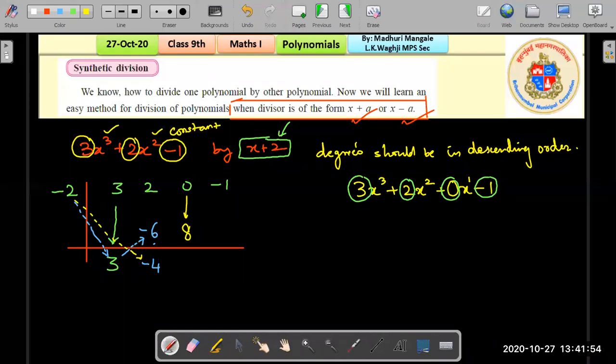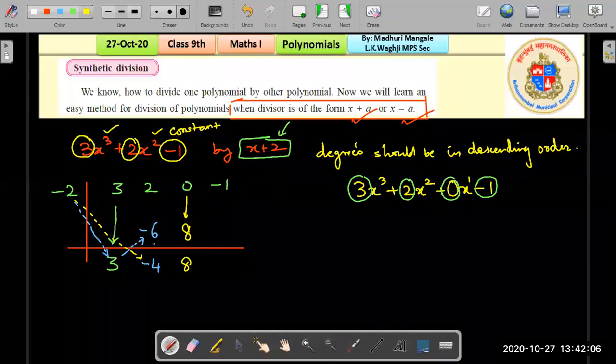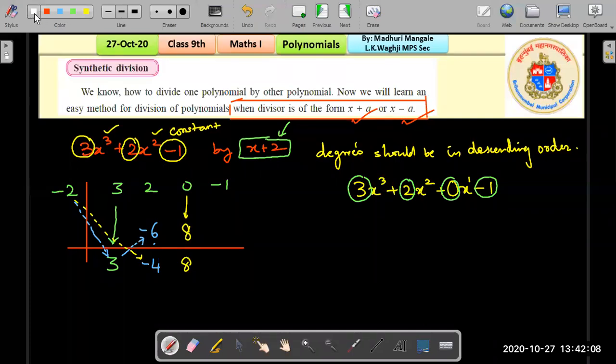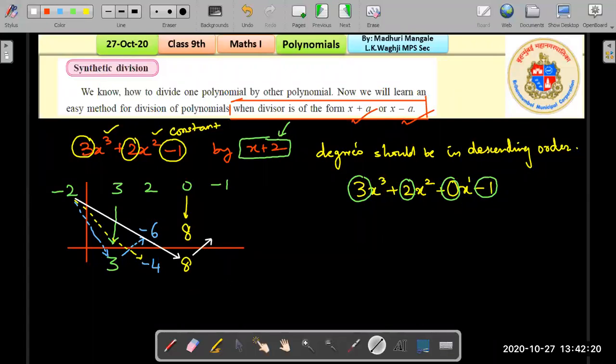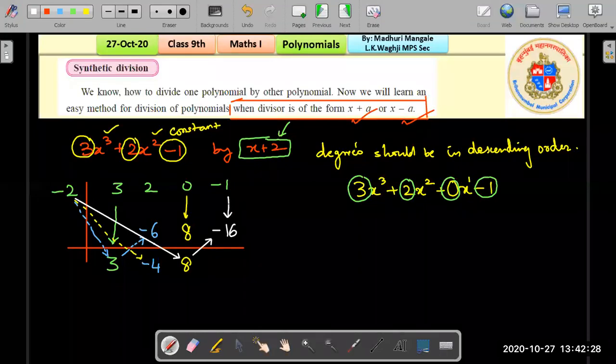0 plus 8, we always add or subtract whatever as per the requirement, like 2 minus 6 we subtracted here, so we are just combining the columns. So 0 plus 8, that will give us 8. And then again the last step is the same thing. We are multiplying this minus 2 with 8, and we are writing the product over here. So minus 2 times 8 will give us minus 16, right? Minus 16 like that. And then what are we doing next? We are combining the columns. So combining the columns, minus 1 minus 16 will give us minus 17.